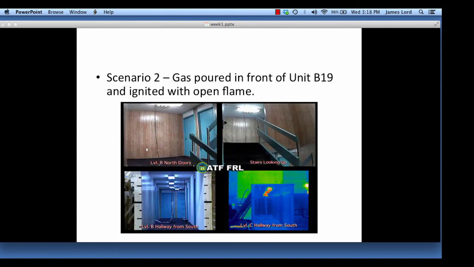The next scenario that was looked at was a fire that started a level down. So now we're looking at a fire in front of unit B19, also with a small amount of gasoline poured and ignited with an open flame.